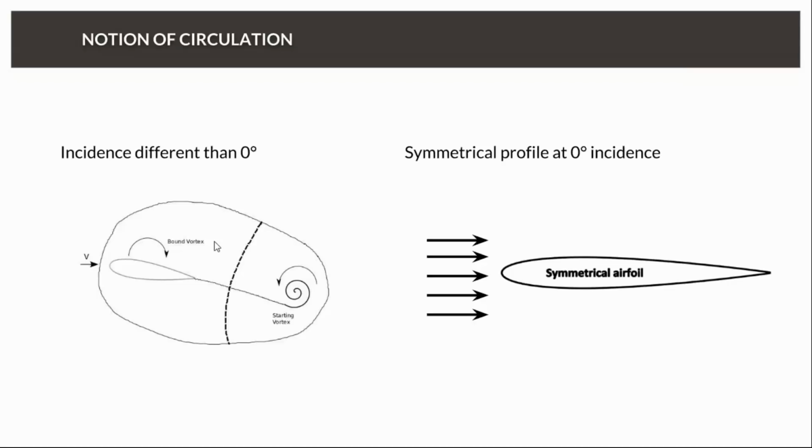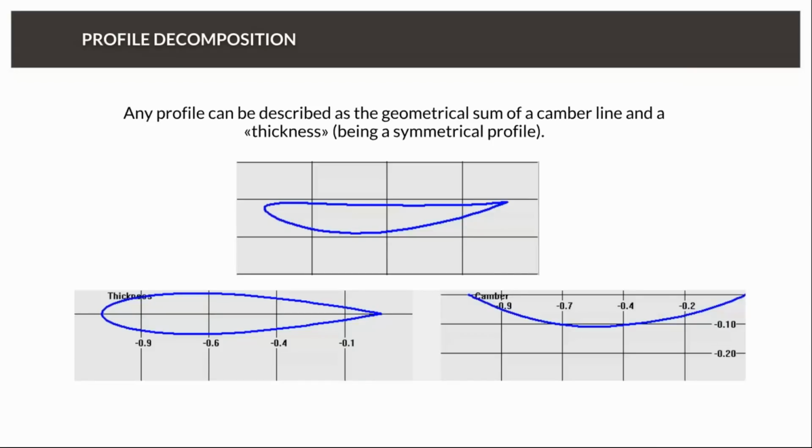you will see that on one side of the profile the flow will go faster than on the other side. And if we say faster, it means that the pressure is lower, and if the pressure is lower than on the other side, we will create forces in the direction of the lower pressure. And this is what we will try to do for profiles.